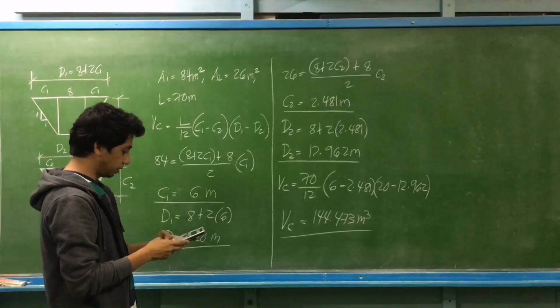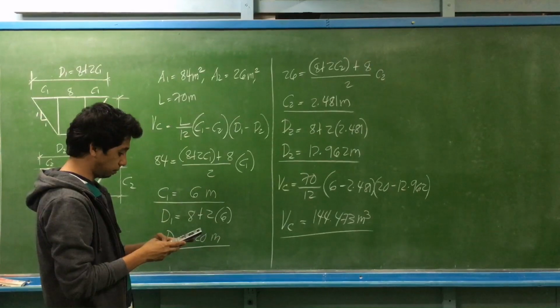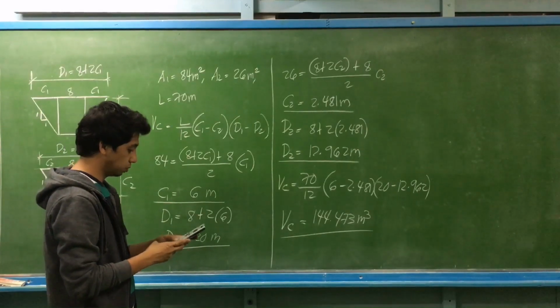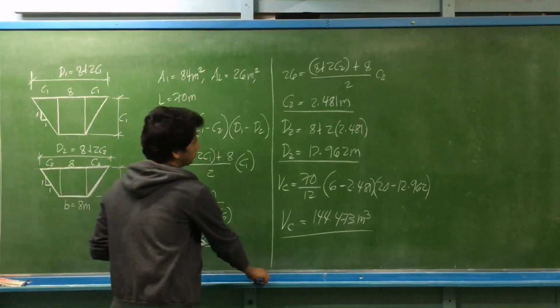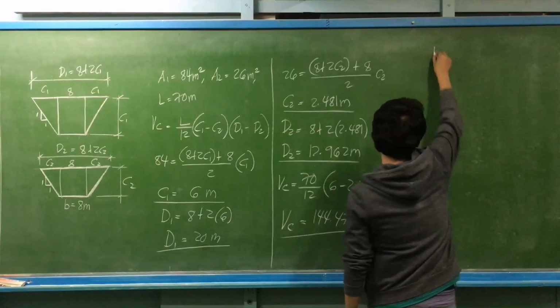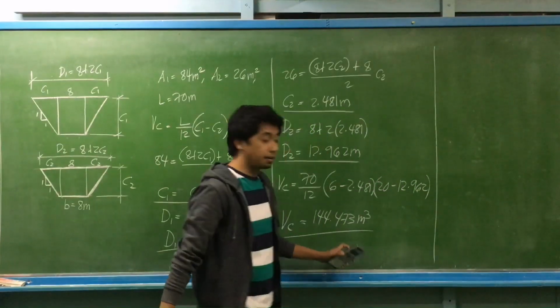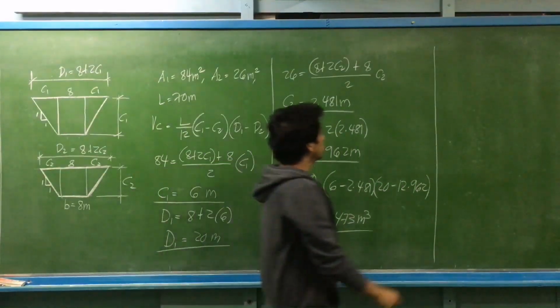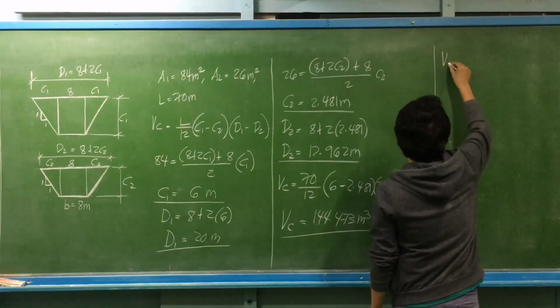Okay, so double check natin, 70 over 12, 6 minus 2.481 times 20 minus 12.96, 144.473. So saan ba natin i-correct? Or saan ba natin gagamitin ito? Yung volume correction na yan, kunin natin dun sa volume erroneous.